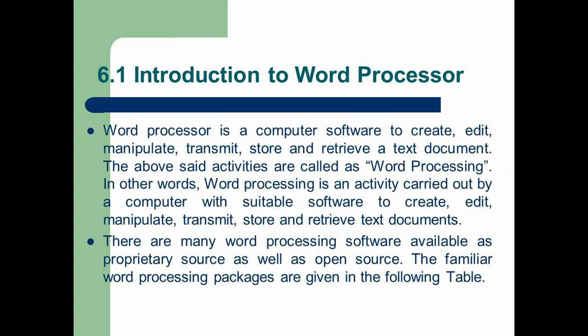What is a word processor? A word processor is a computer software category which is used to create, edit, manipulate, transmit, store and retrieve a text document. The above said activities are called word processing. So for creating, editing, manipulating, transmitting, storing and retrieving a text document, we use a software called a word processor. Word processor is the name of the category.